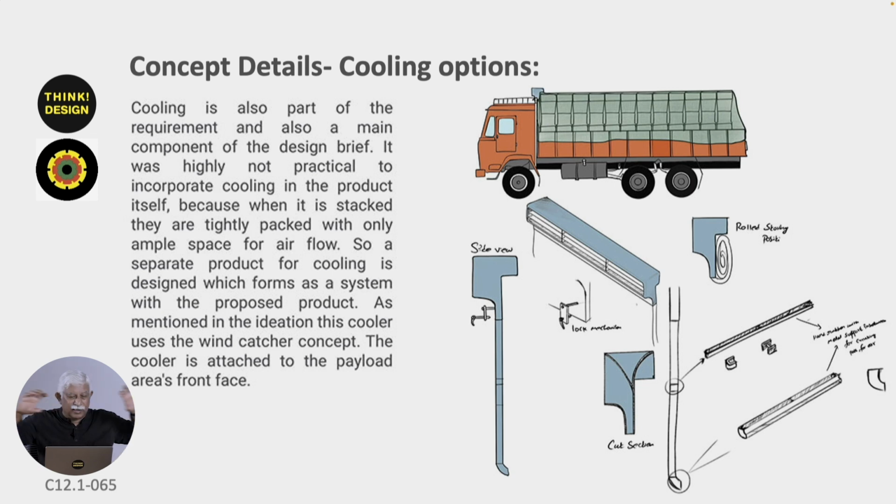Okay, best is to have a place on top of the truck which actually sucks in the air, but then it has to go through some channels. Okay, so it gets distributed. So what ways can you do it? There are multiple ways you can probably do the cooling.